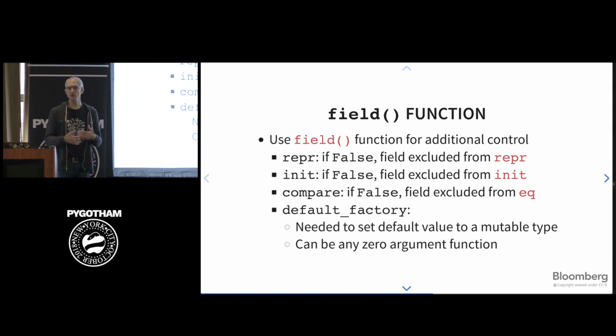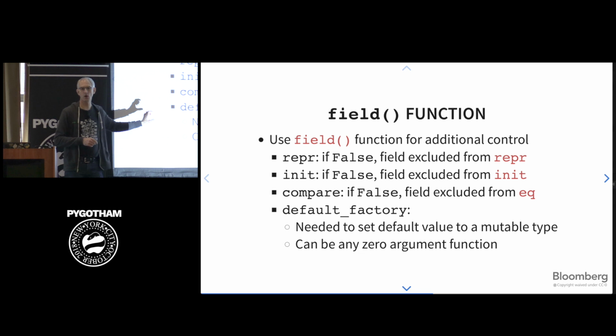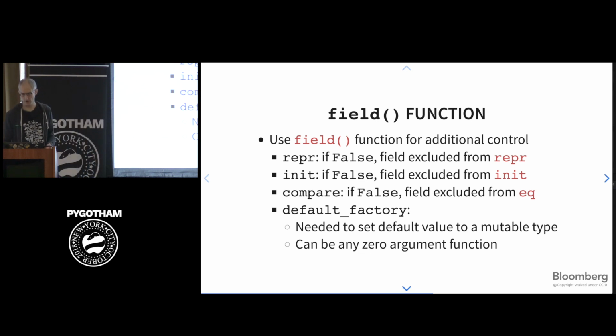Probably the most useful feature available in the field function is the default factory, because that is what I have to use if I want to be able to set my default value to a mutable type. We're going to see an example of that in just a second. One point for the default factory: what you're giving it is a function, and that function has to be callable with zero arguments.